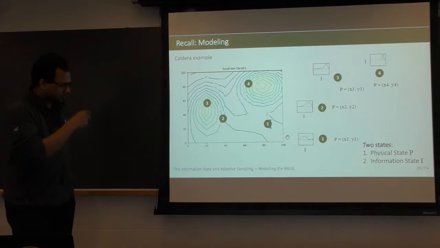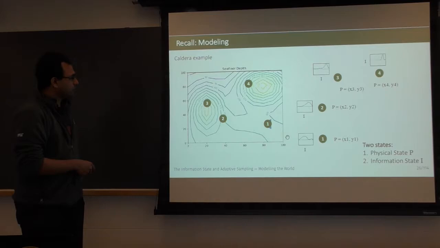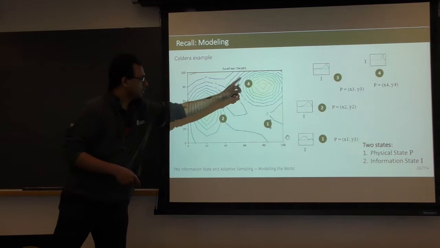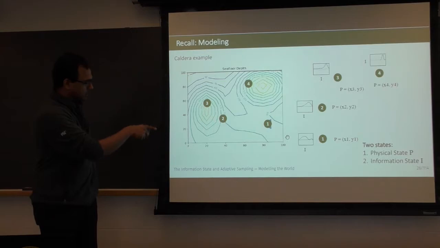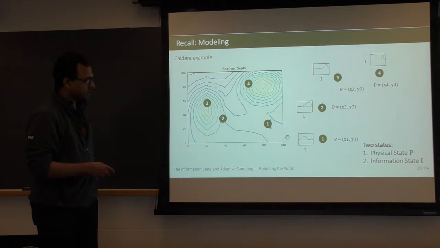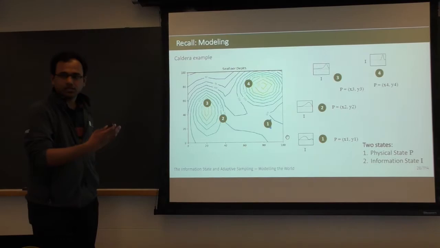We had this caldera example, in which we have to find the deepest point, and there are two valleys, and one is deeper than the other, and we need to get to the deepest one, not to get confused with the shallower valley. So the robot or the glider moves along from 1 to 3 to 4. In doing so, it changes its physical state, which is the position, velocity, whatever. And it also has an information state, which is its view of the world. And every time it gets a new sample or a new piece of information, it has to update that information state. So that's the picture.